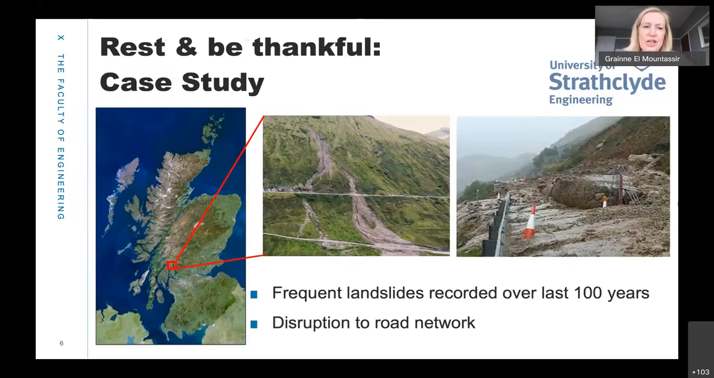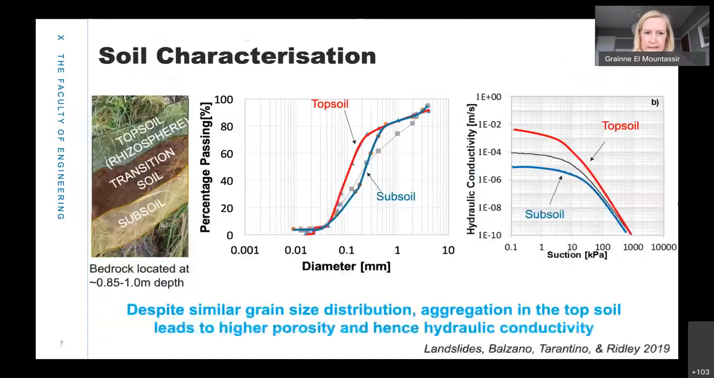So there may be a few participants today living in Scotland, and they'll be quite familiar with the Rest and Be Thankful case study. It's a site located on the west coast of Scotland, where landslides have been frequently recorded over the last 100 years in response to heavy rainfall. Alessandro Tarantino led this work. They characterized the soil. The first thing to note is that the bedrock is located around 90 centimeters below the ground surface. And within that, we have topsoil, so the rhizosphere, transition soil, and the subsoil.